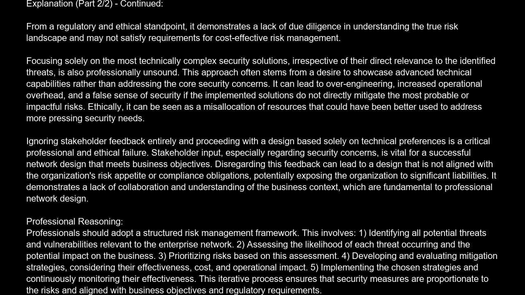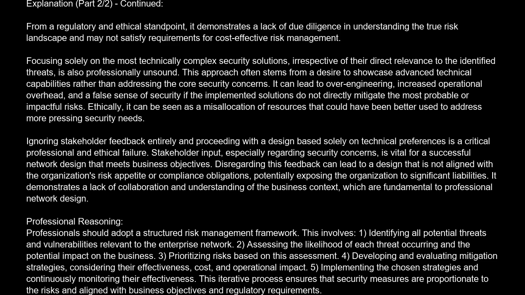Ignoring stakeholder feedback entirely and proceeding with a design based solely on technical preferences is a critical professional and ethical failure. Stakeholder input, especially regarding security concerns, is vital for a successful network design that meets business objectives. Disregarding this feedback can lead to a design that is not aligned with the organization's risk appetite or compliance obligations, potentially exposing the organization to significant liabilities. It demonstrates a lack of collaboration and understanding of the business context, which are fundamental to professional network design.